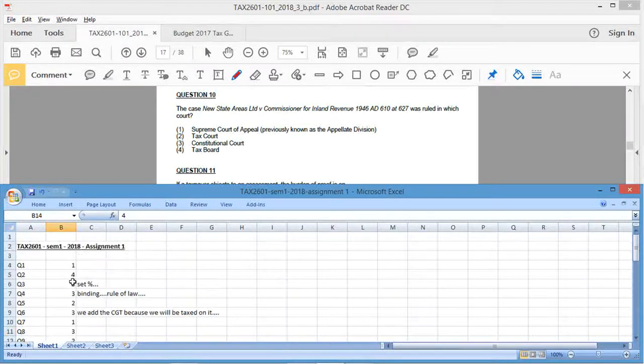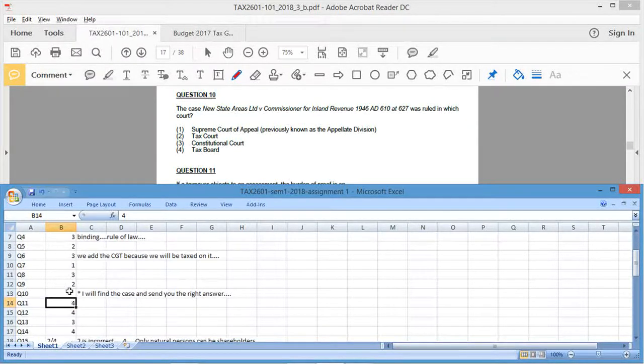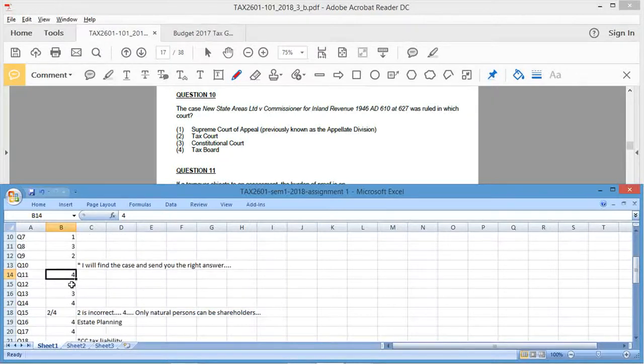So I'm carrying on with the Tax 2601 Assignment 1 for 2018. Currently I've answered all the theory questions relating to Chapter 1 and 2. I'm going to be now looking at the questions that we haven't looked at quite yet. Question 10 was the case New State Areas Limited versus Commissioner for Inland Revenue.